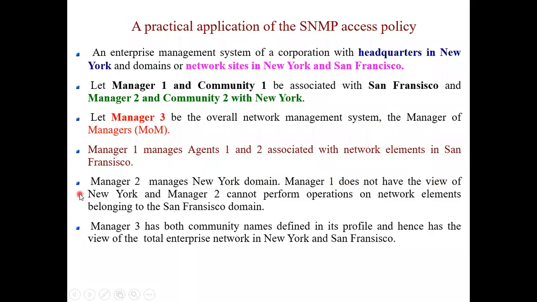Manager 1 does not have the view of New York, and manager 2 cannot perform any operation on the network elements belonging to the San Francisco domain. Okay, so being a part of the same network, same service provider, still that particular manager does not have access to that particular domain. But manager 3 has both the community names defined in its profile, and hence he has the view of the total enterprise network in New York and San Francisco. I hope this is clear. Okay, how community profile or community access policy is defined in SNMP. Yes, it is clear, all of you?